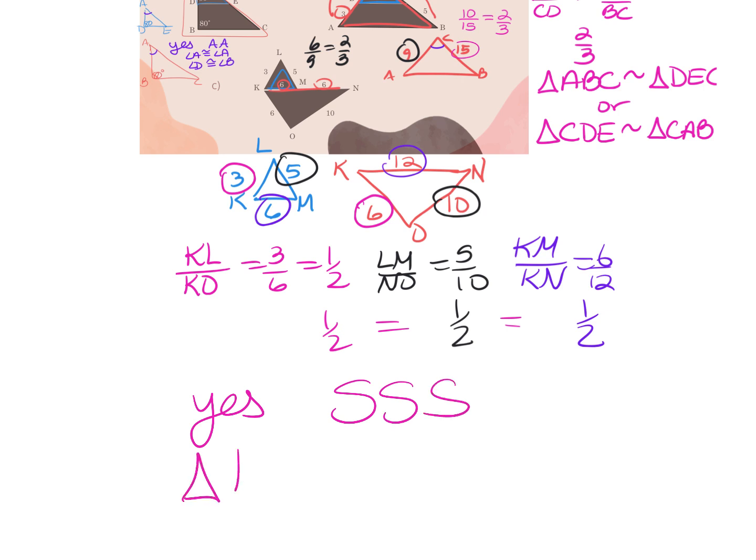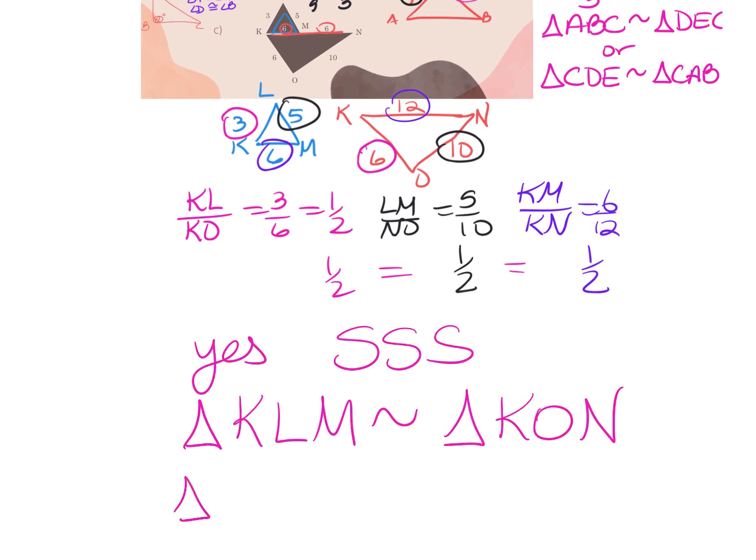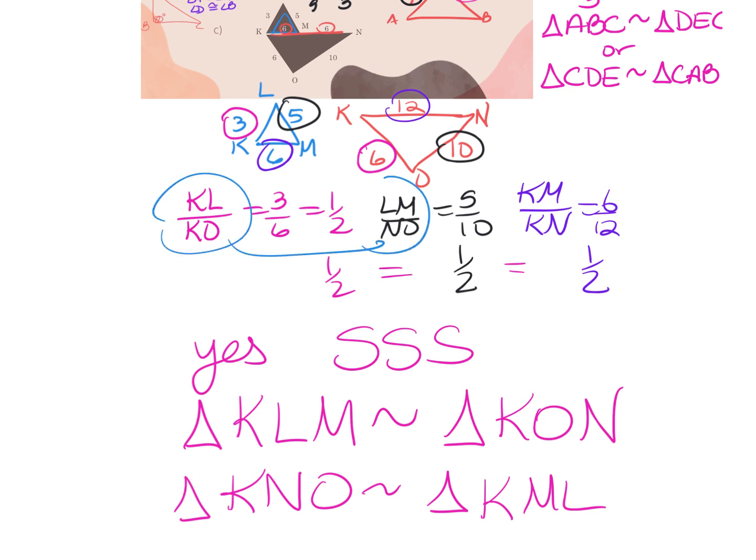My similarity statement: KLM is similar to KON. Again, the order doesn't matter. If you would have preferred to do the KON triangle first and write it alphabetically, you can. You would just switch the order here on the KLM. Now, if it asked for the statement of proportionality, you would have set this equal to this equal to this.